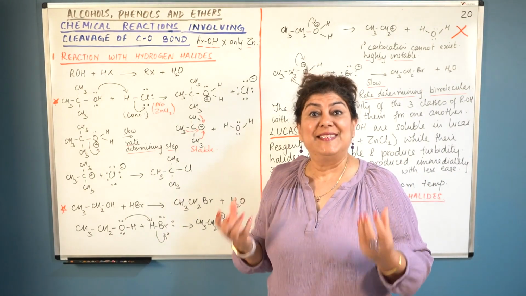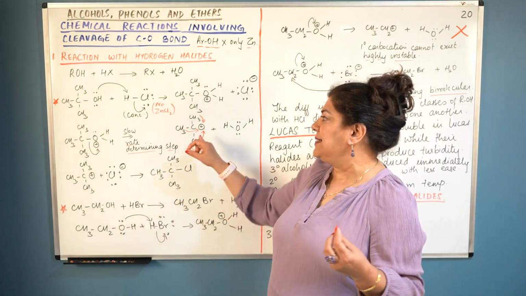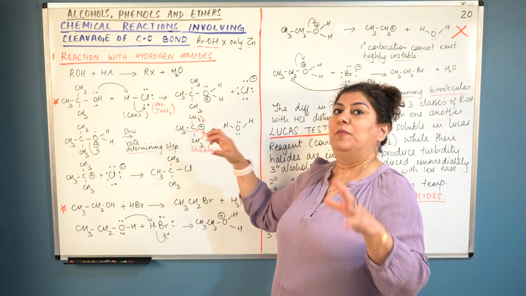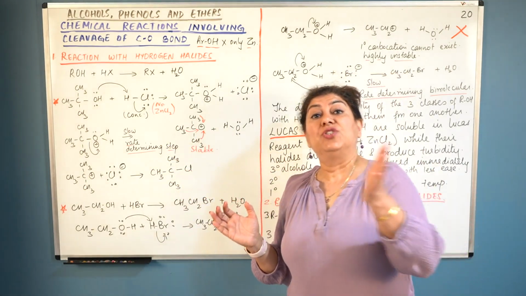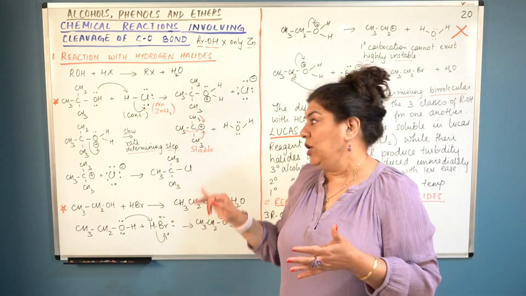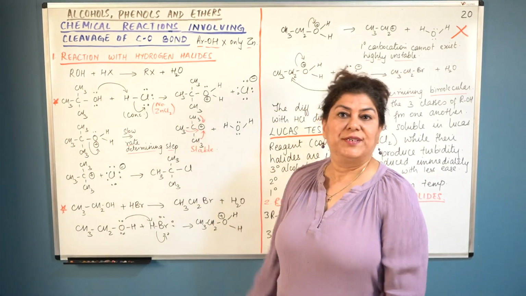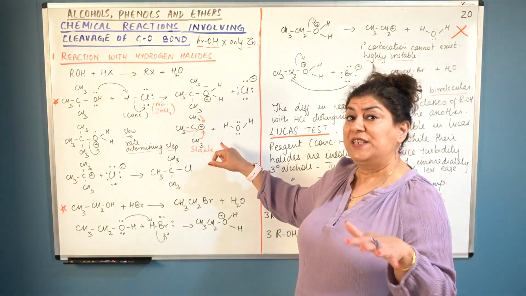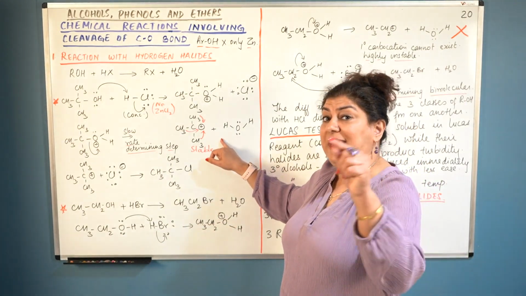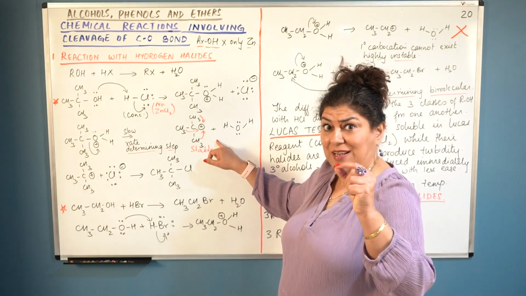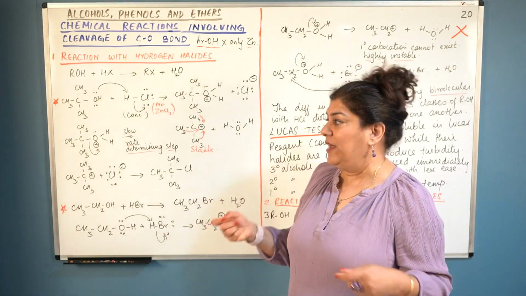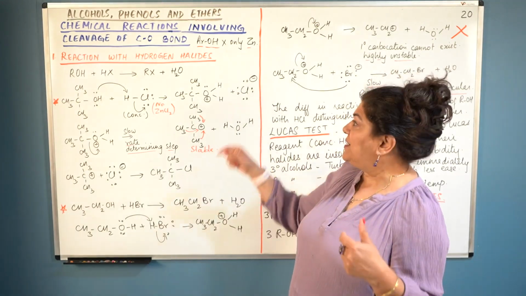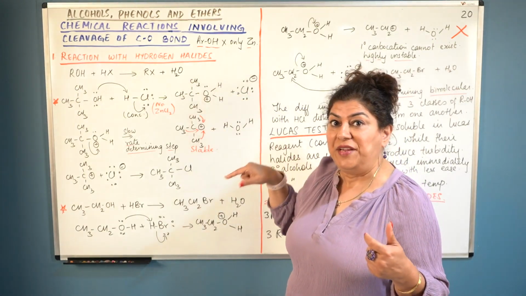It becomes stable, and anything that results in a stable product, that reaction is always favored. So you get a stable carbocation. Now in the next step, even if it is a stable carbocation, it is still a cation, so it has to neutralize itself. How will it neutralize itself? What is the negative species in the reaction mixture?